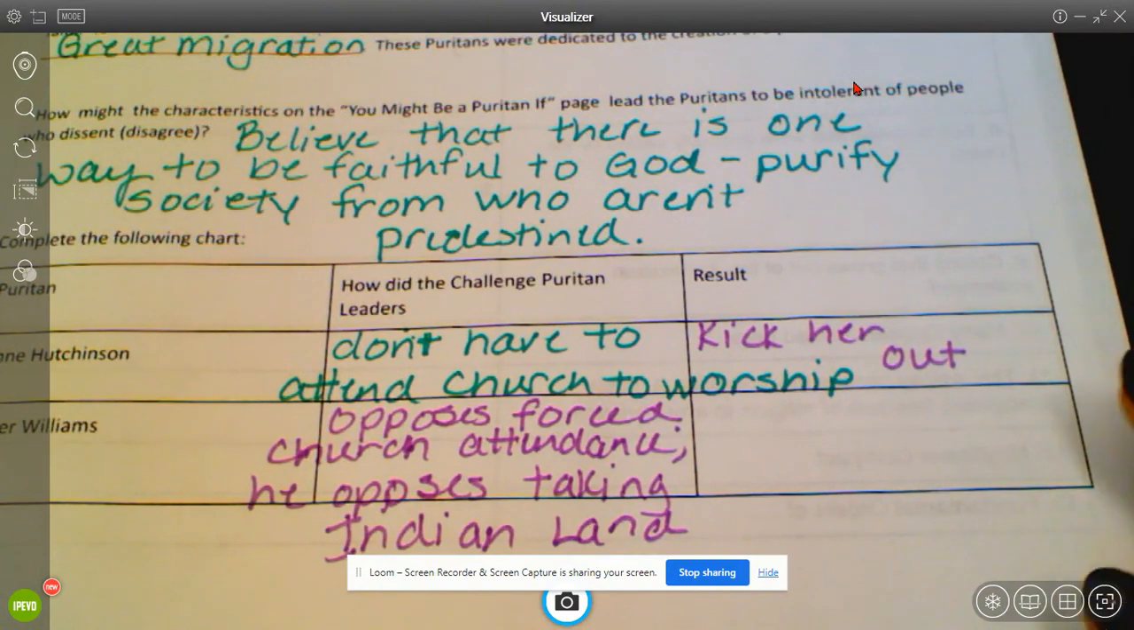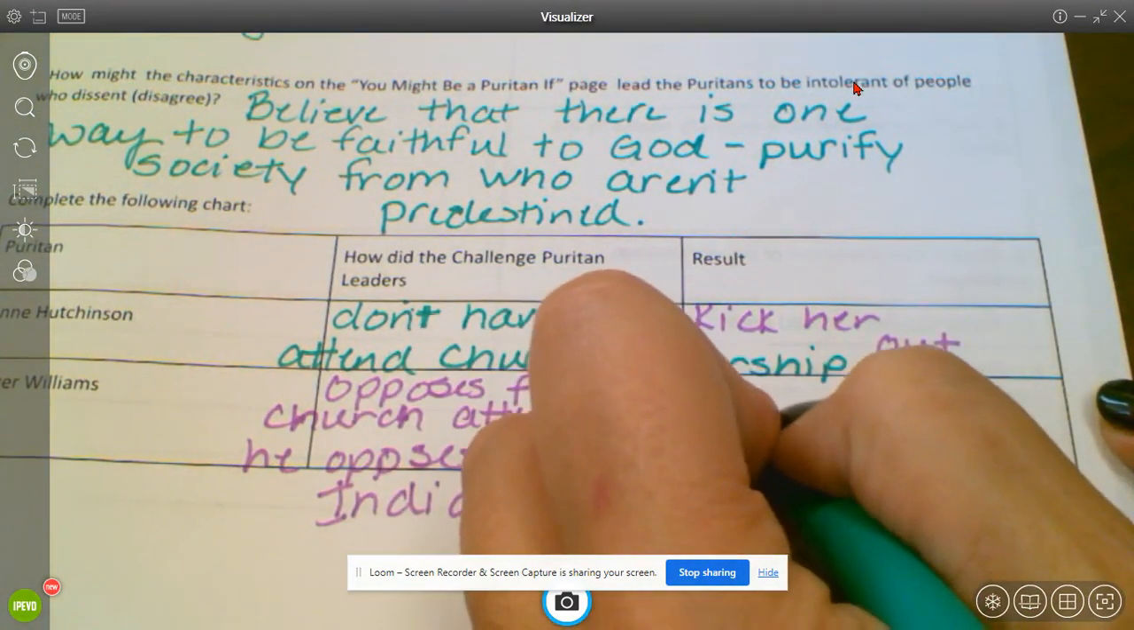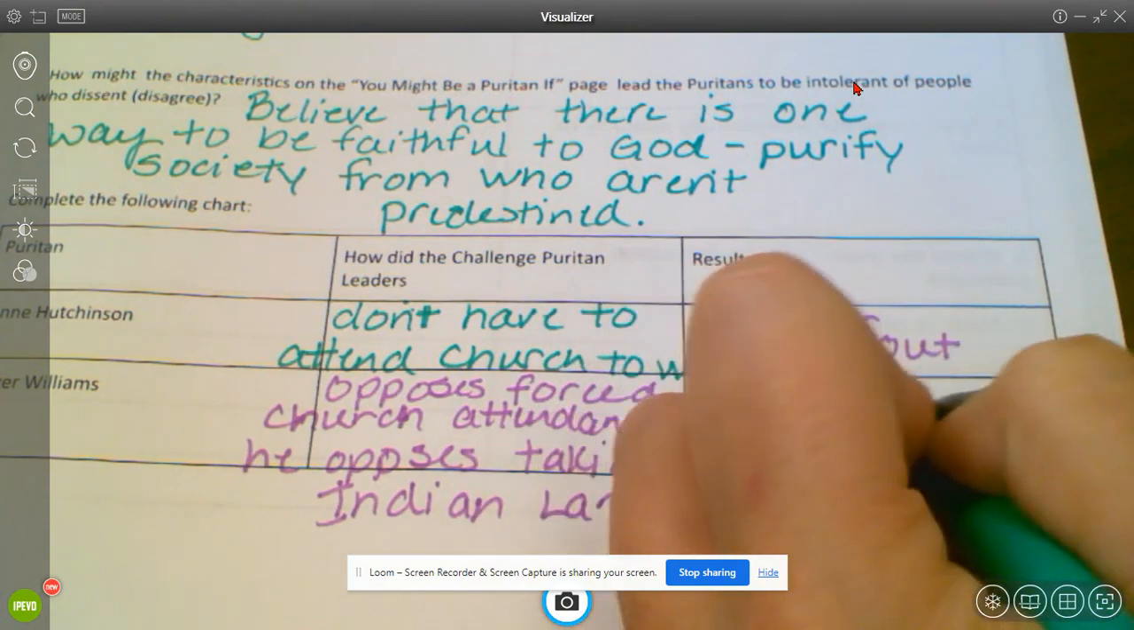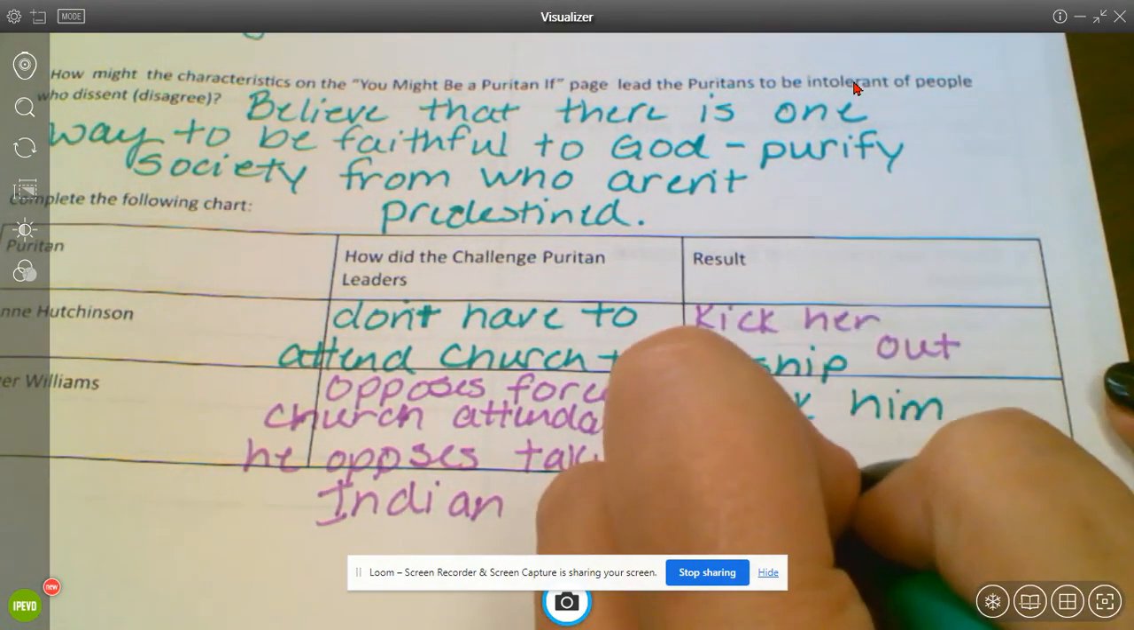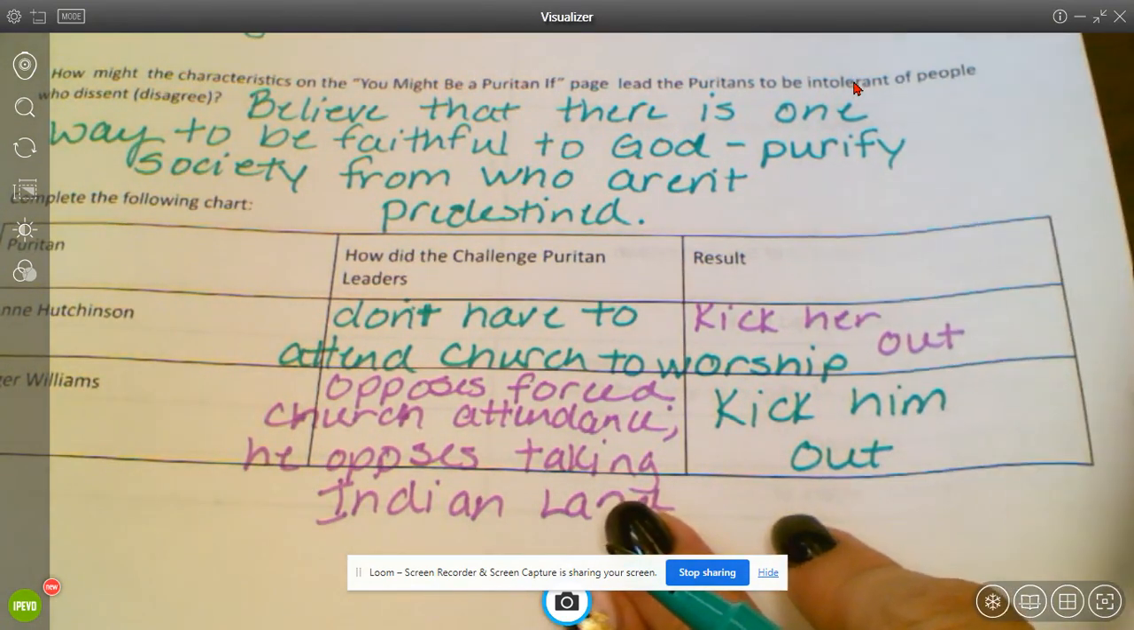And the Puritan response to someone opposing them and saying that they're doing something wrong is the same as it was with Anne. They kick him out. Right? And both Roger and Anne are going to end up in Rhode Island. Roger Williams is going to establish Rhode Island, and Anne later will go there.